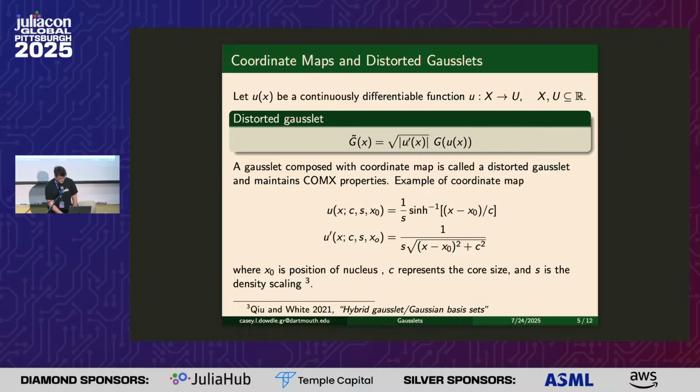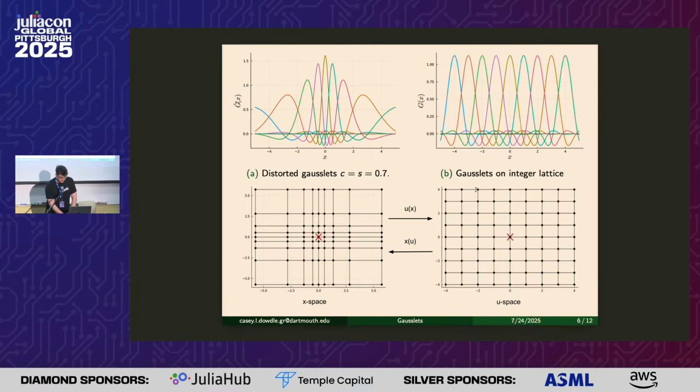In particular, if we have any continuously differentiable map, we can compose that map and include a Jacobian factor so we maintain orthonormality. From this, we can make a new basis set that is distorted, and I'll show some nice pictures of this. One nice coordinate mapping to use is the inverse sinh map, which has this density, and it is a really nice map to work with because it approximately drops off like 1/x as you go away from a nucleus. So these are some pictures I made of Gausslets.